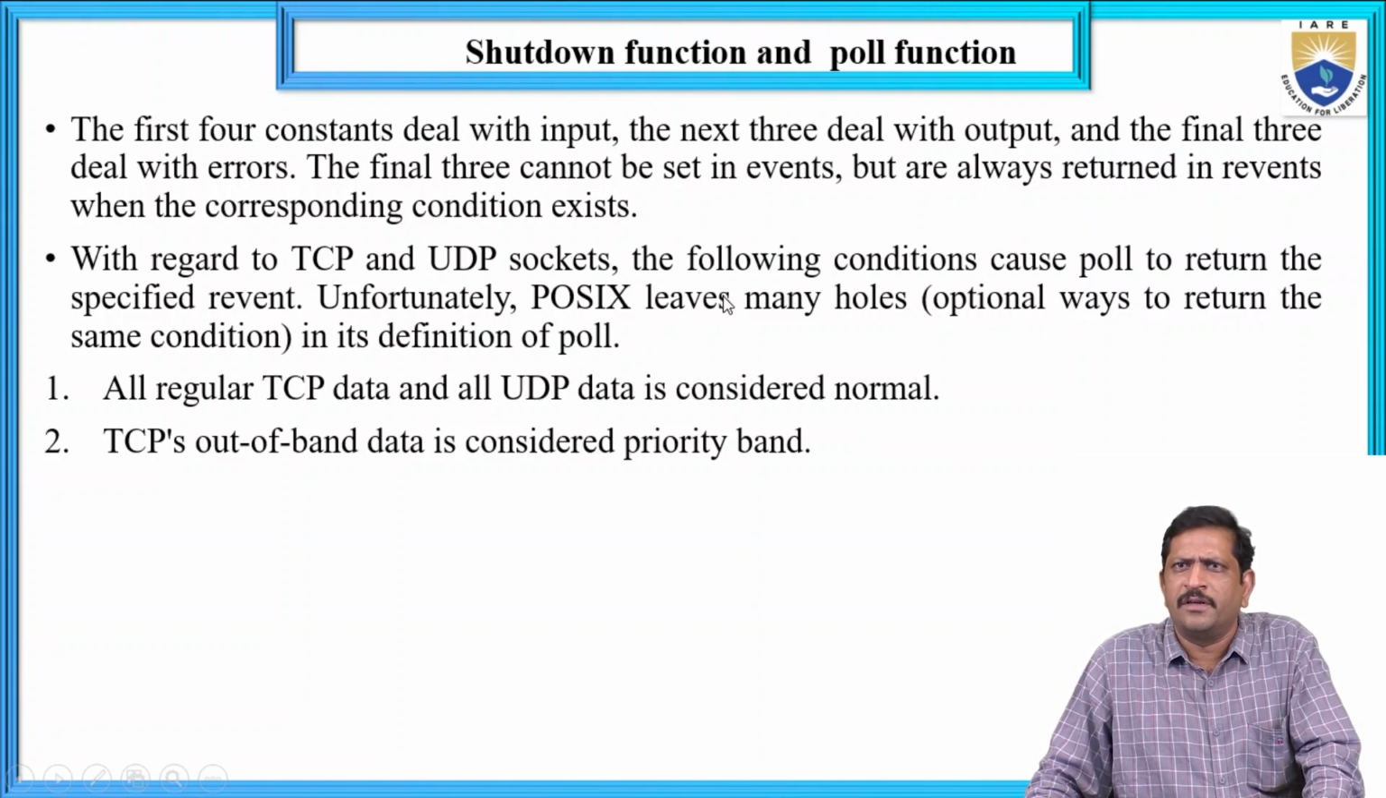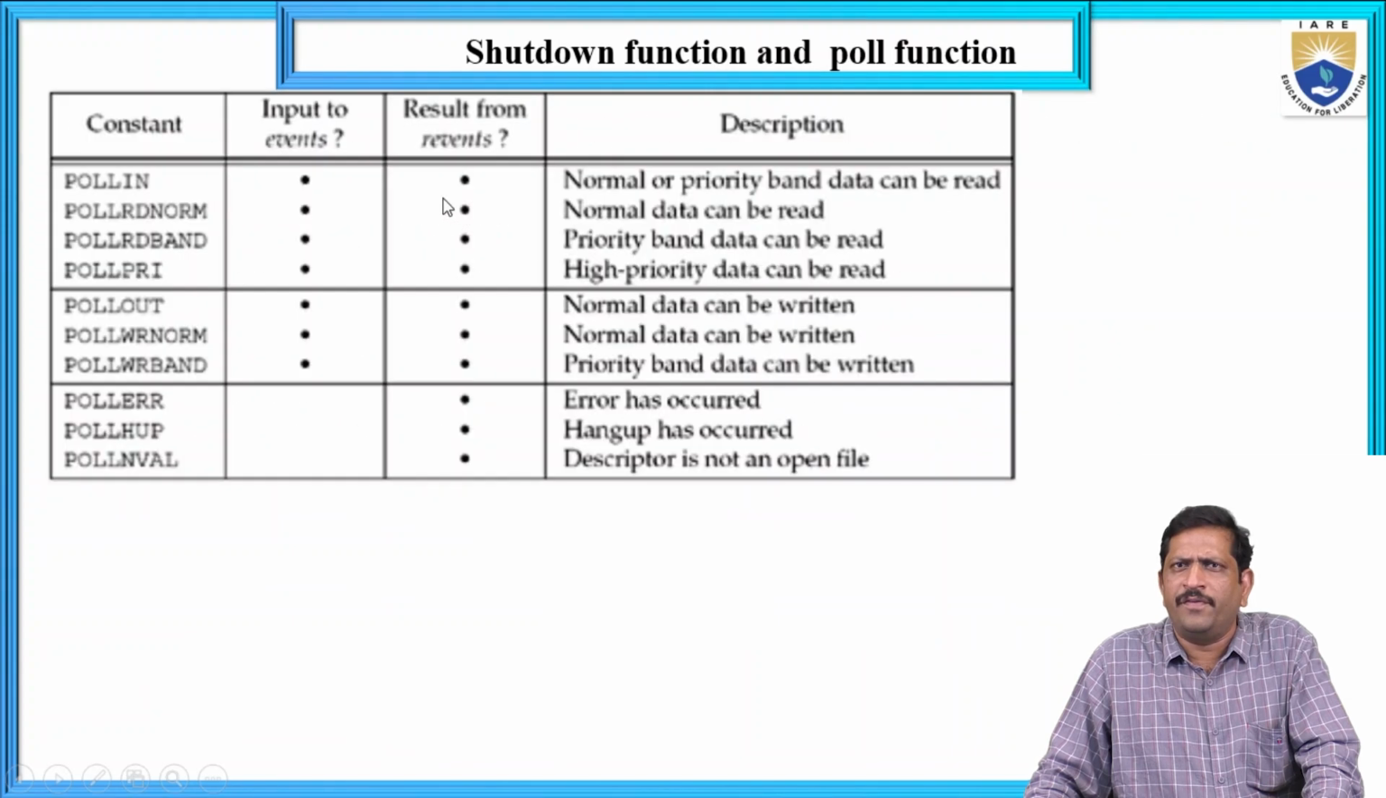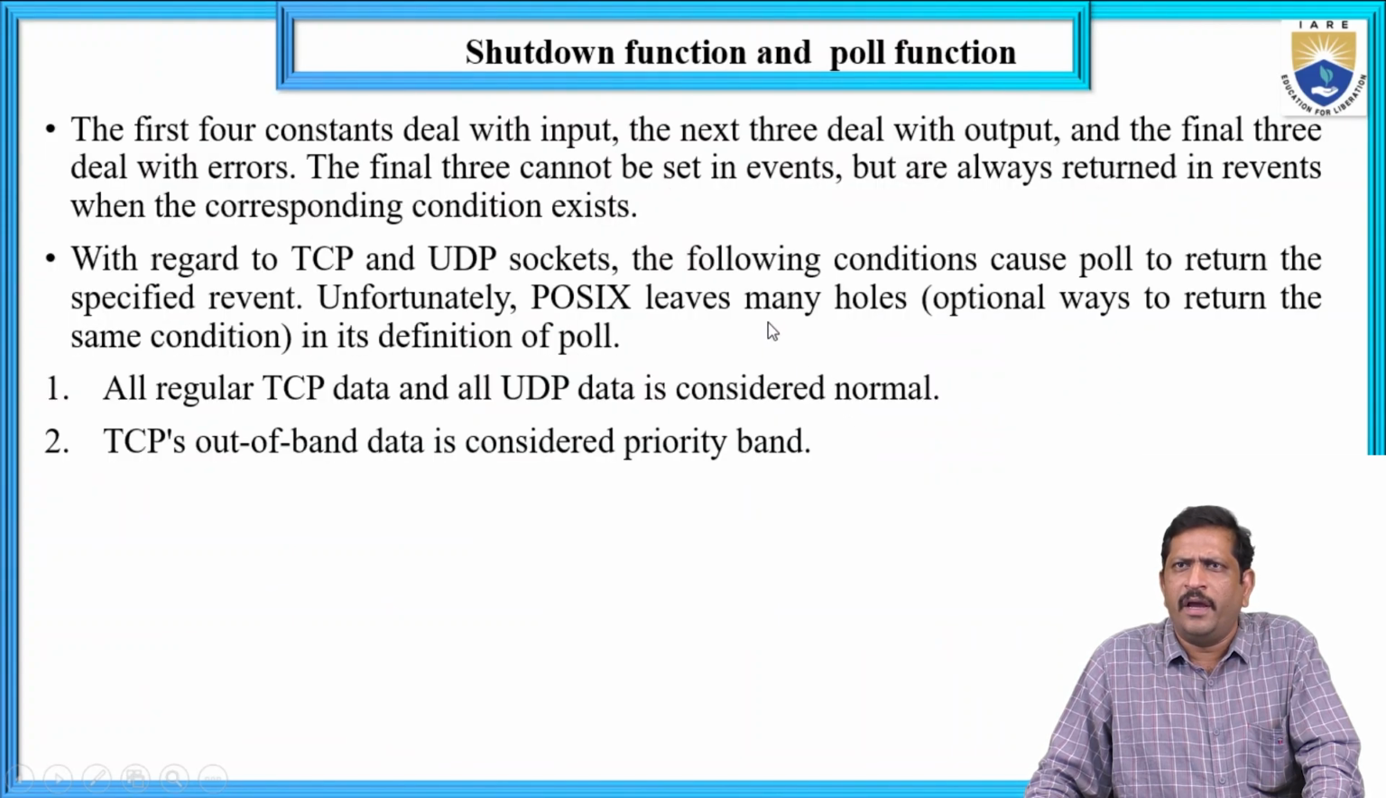The first four are the inputs, the next three deal with the output, and the final three deal with the error. The final three cannot be sent in events, but are always returned in an event when the corresponding condition exists for each of the constants.